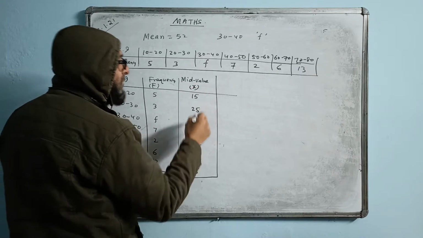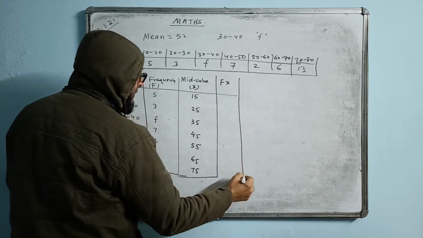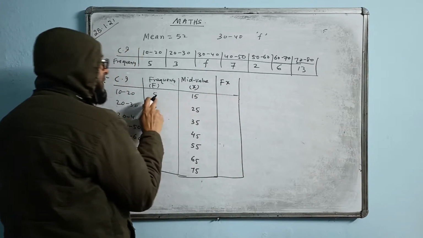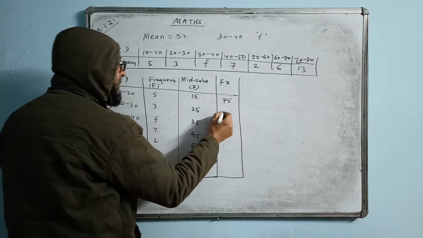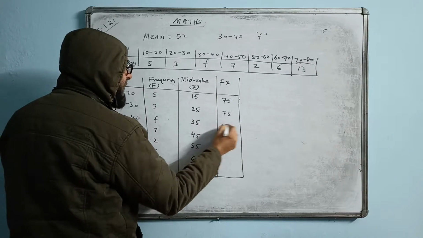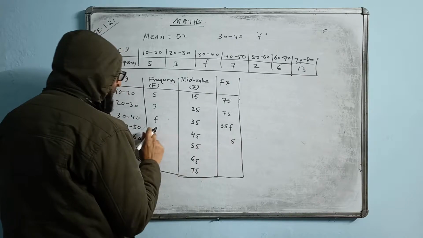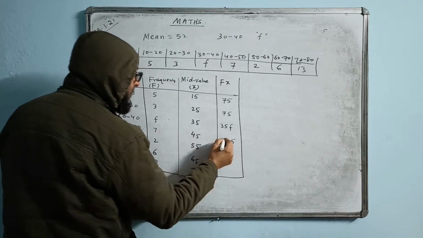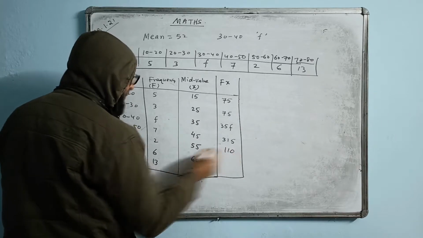Suppose most of the students follow the direct method, meaning they will do fx. Multiply this and this. That is 75, direct method. This into this is coming 75 again. This into this will come 35f. 7 into this 75, the 35. 7 4s are 28 plus 3, 31. This into this will come 110.